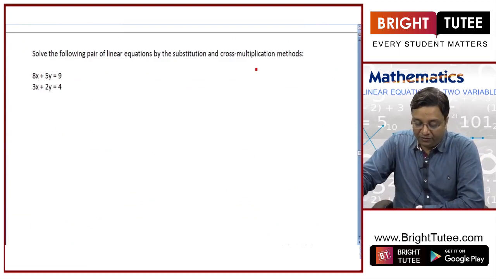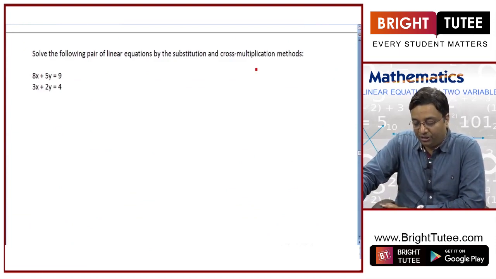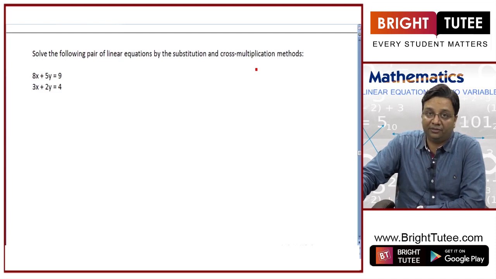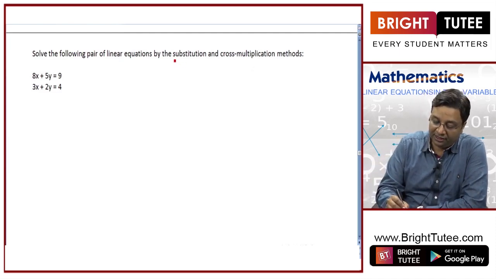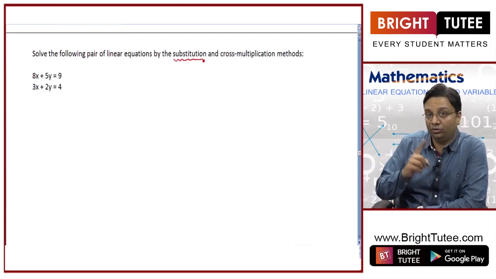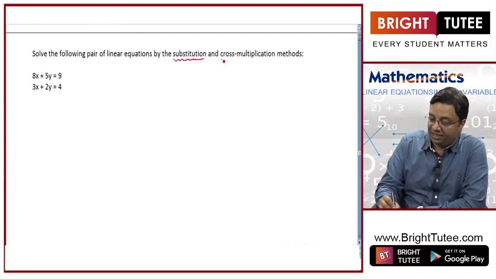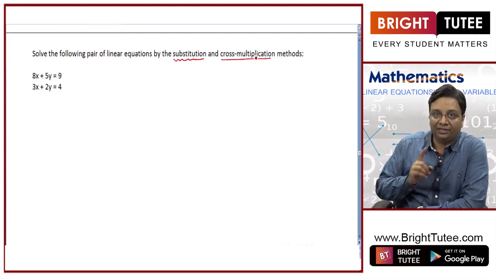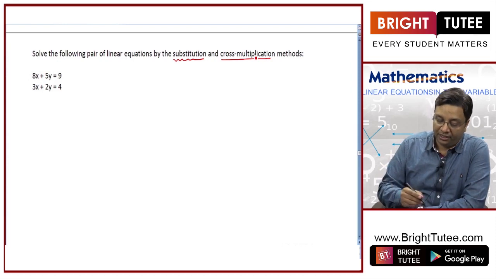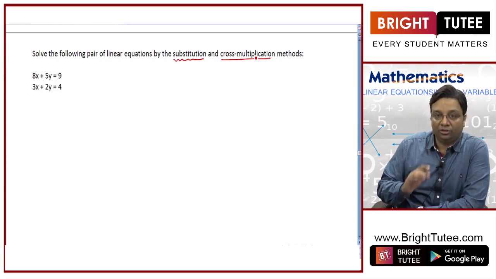Solve the following pair of linear equations by the substitution and cross multiplication methods. For this exercise, I will leave substitution method to you, because I have already done this in previous exercises, and I will solve it by cross multiplication only, but I expect you to solve it using both the methods separately. I am using only the cross multiplication method.